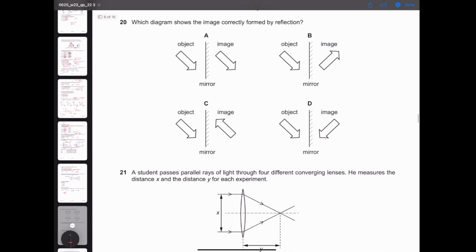Which diagram shows the image correctly formed by reflection? Now, in reflection, we know that the distance between the object and the image should be same, right? In this case, the distance itself is not same. From the head and this, it's not same. Answer is clearly D because the distance and the orientation is also the same, right?